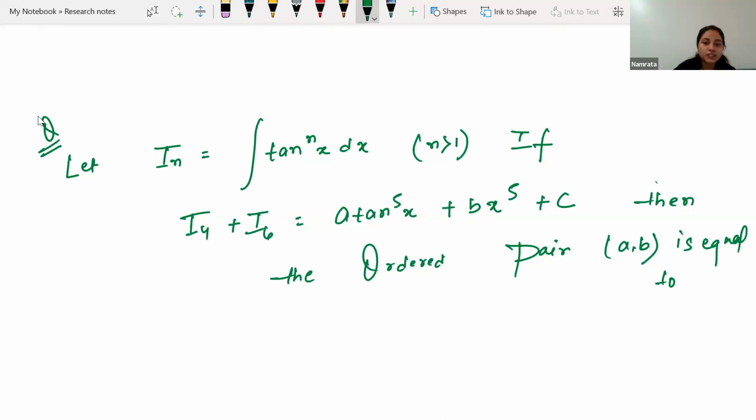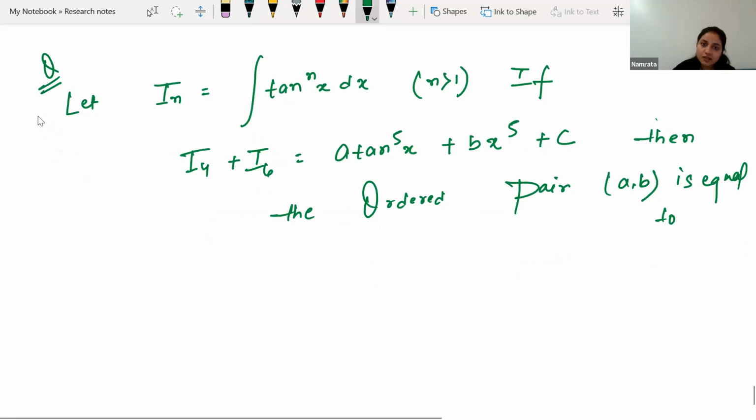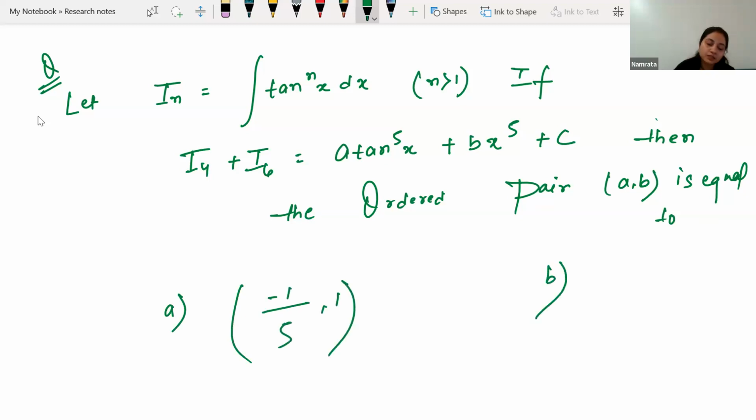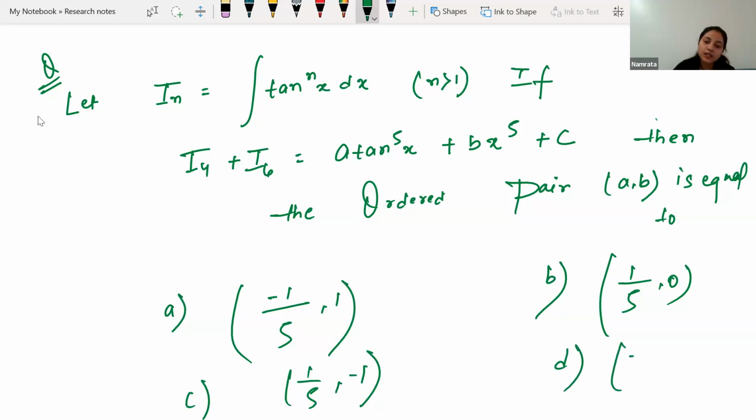Okay, when you see this question, you will think that it's not that simple. But when you start solving it, it is that simple only. So the ordered pair AB: option A is 1 by 5, 1. B is 1 by 5, 0. C is 1 by 5, minus 1. And D is negative 1 by 5, 0.